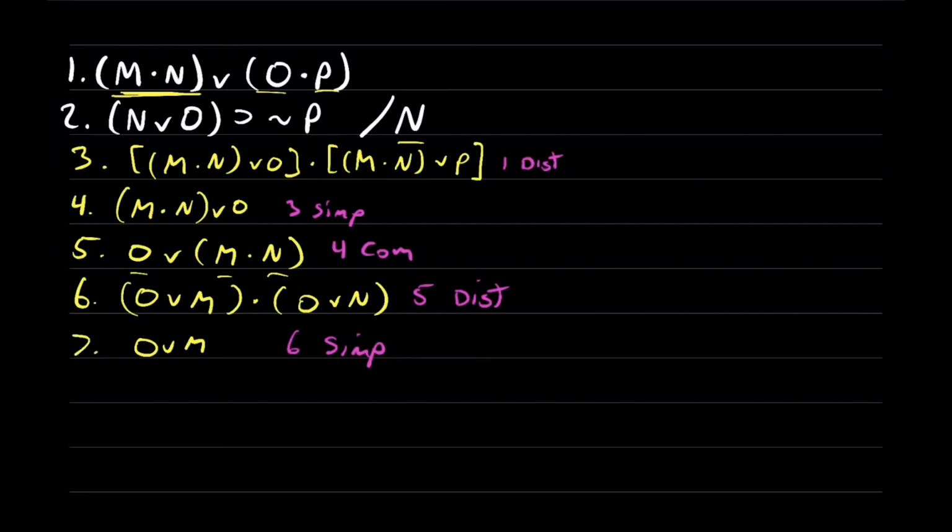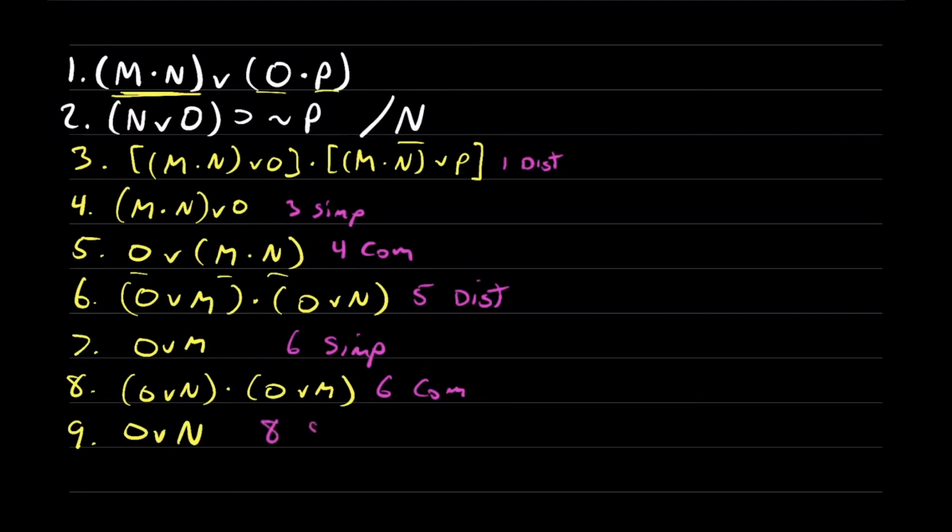There we go. And we can get O or N on its own line, but we first have to reverse the order of that conjunction on line 6 using commutativity. So I'm going to do that right now. O or N and O or M. And that's going to follow from line 6 by commutativity. Okay. We did that so we can get O or N on its own line now, from line 8 by simplification.